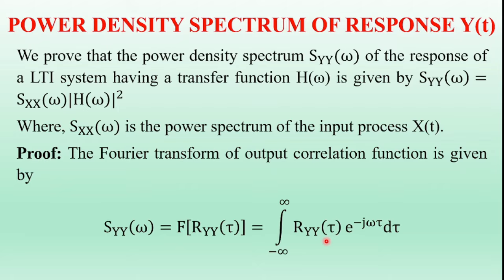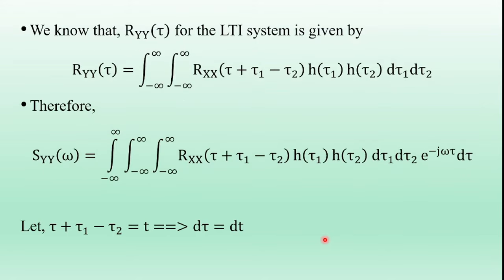Substituting the RYY of tau value into this equation, we get the power spectral density of the output y of t: SYY of omega equals the triple integral from minus infinity to infinity of Rxx of tau plus tau 1 minus tau 2 into h of tau 1 h of tau 2 d tau 1 d tau 2, and this term is RYY of tau, into e power minus j omega tau d tau. Let tau plus tau 1 minus tau 2 be considered as t. Differentiating with respect to t, d tau equals dt.